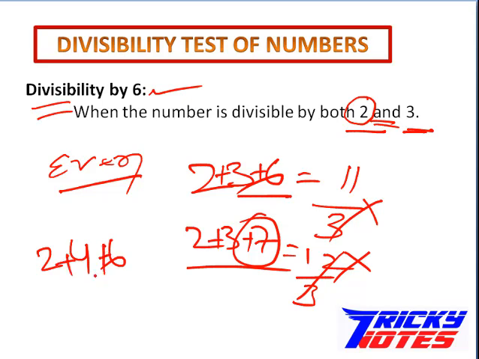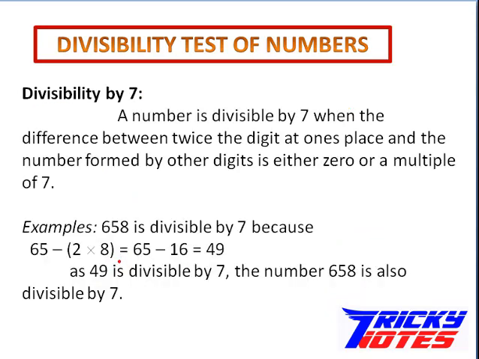246: now it's an even number and it is also divisible by 3 because we have 12 here, 12 by 3, so it's divisible. So the number is divisible by 2 and 3 both, so now this is divisible by 6. Let's move on to 7.